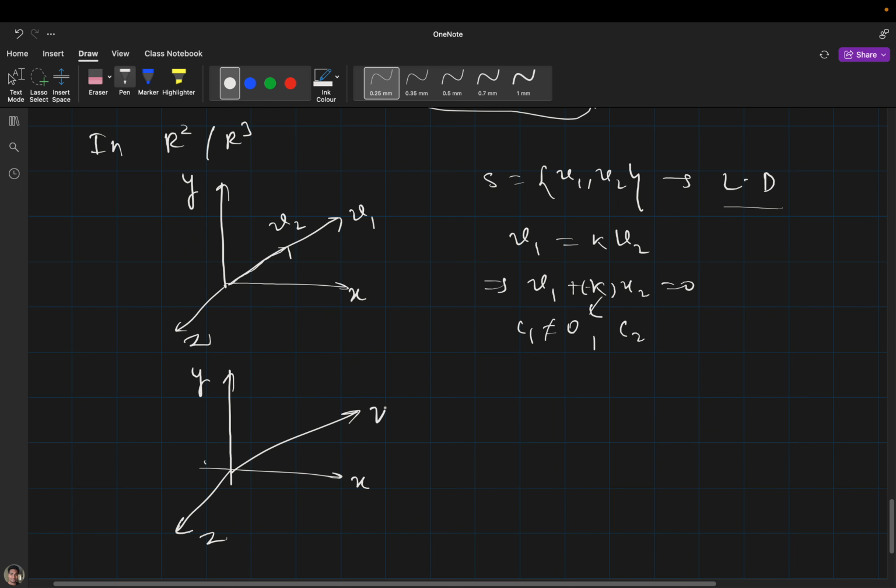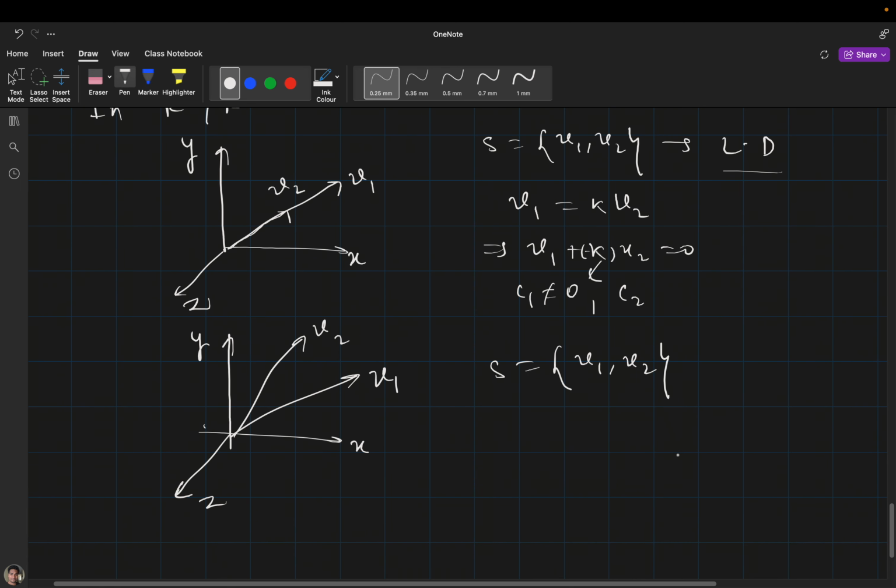The v1 vector is like this and the v2 vector is like this. Now tell me, this system is what? Linearly dependent or independent? Independent, sir. Independent. Dependent.